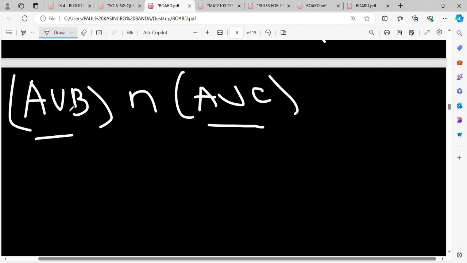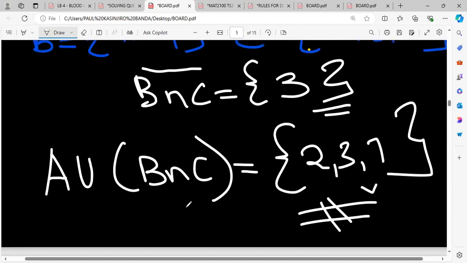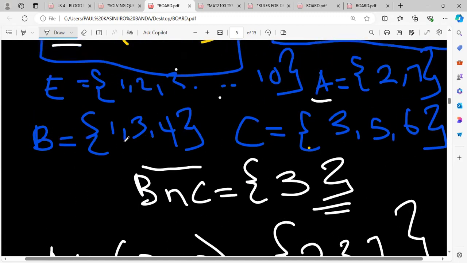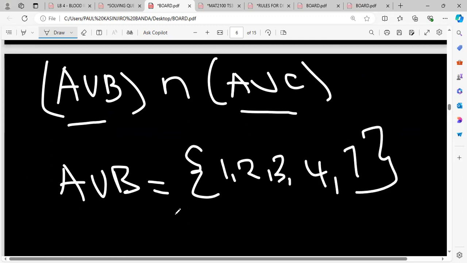So what is my A union B? We are just combining all the elements in set A and all the elements in set B. If I go back to view my sets, in B we have 1, 3, 4, and in A we have 2, 7. So in A union B, we're going to have 1, 2, 3, 4, 7. This will be my A union B.